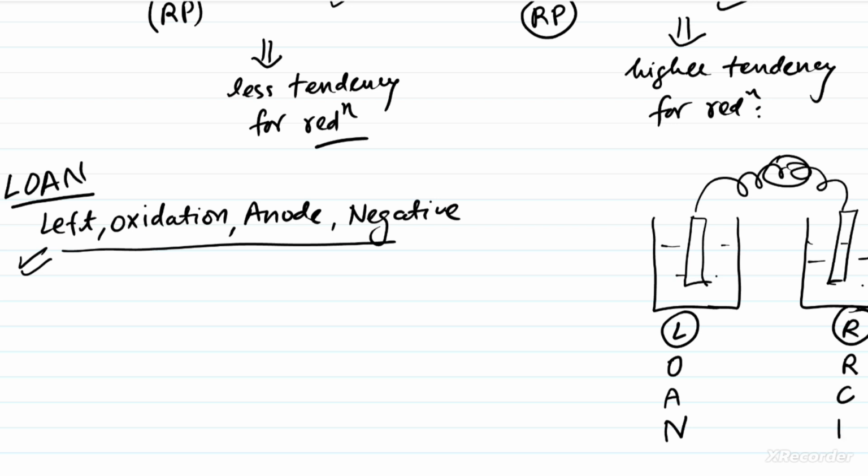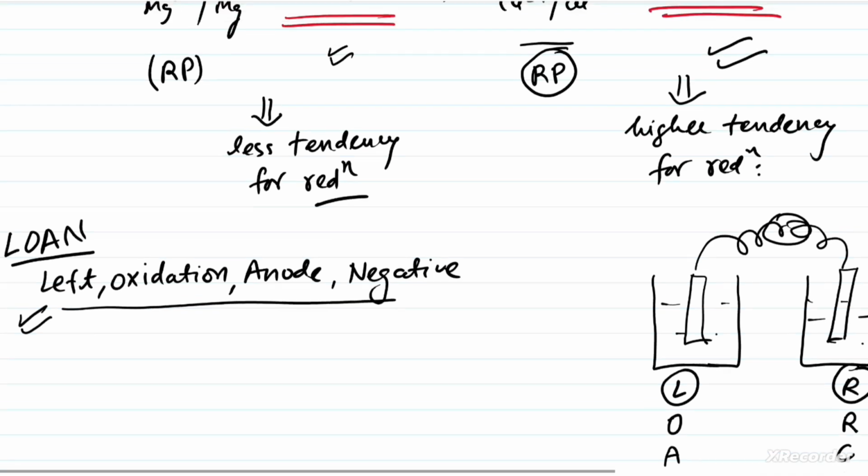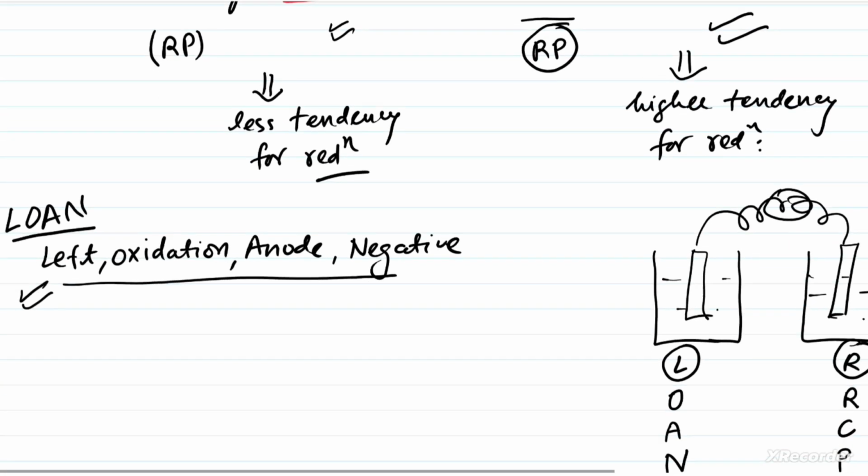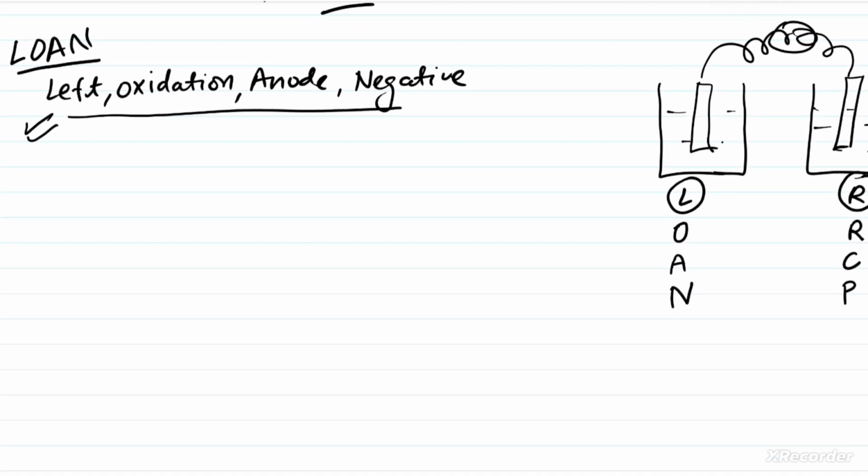positive terminal. Okay, positive. All right, so when we have these two values, this copper has a higher tendency to get reduced. So on which side is reduction happening? This is the side of reduction. That means copper is going to be on the right side, whereas the other one, magnesium, is going to be on the left side.